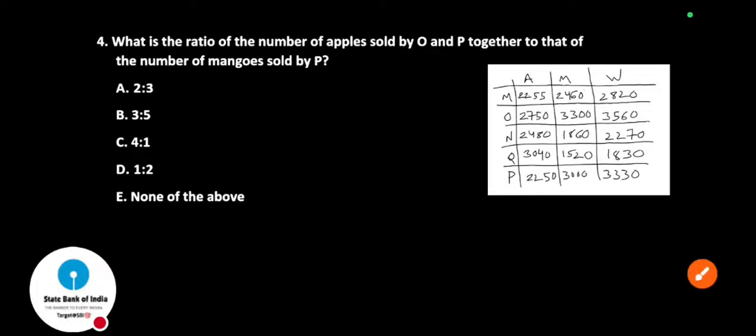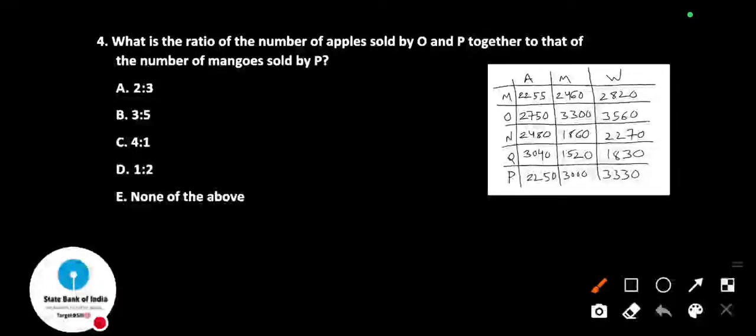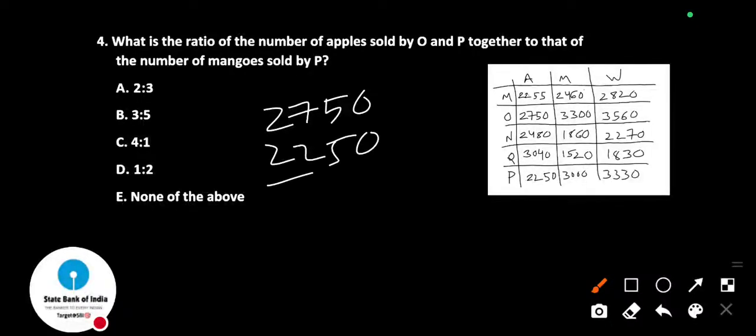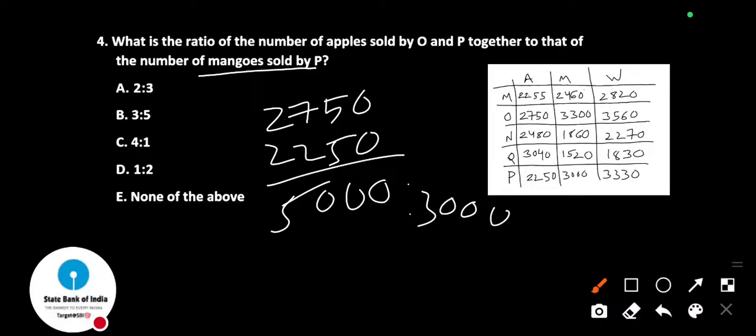Okay, let's solve this one. What is the ratio of the number of apples sold by O and P together? Apples sold by O and P, 2750 and 2250. Sum of these is 5000, to that of the number of mangoes sold by P. Mangoes sold by P is 3000. The ratio is 5:3. So option E is the answer.